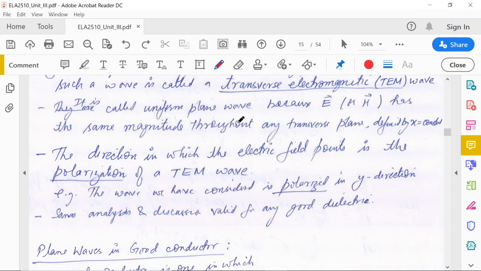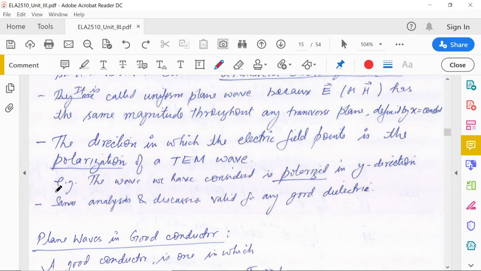It is called a uniform plane wave because E or H has the same magnitude throughout any transverse plane defined by x equals constant. The direction in which the electric field points is called the polarization of a TEM wave. For example, if the wave is propagating in this direction and this is the direction of the electric field, then this is called the polarization of the wave. The wave is polarized in this direction.